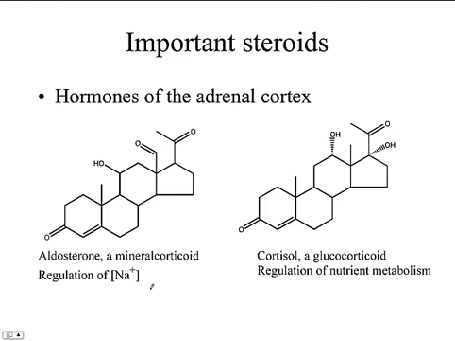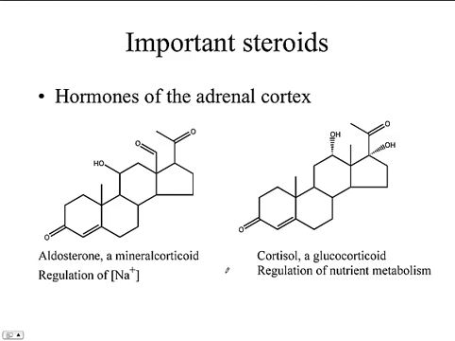Some other hormones that we see include things like aldosterone. Aldosterone is a mineral corticoid that is responsible largely for regulating the sodium concentrations that we have in our body, although in so doing it also regulates the concentrations of many other ions, such as chloride ions and potassium ions.